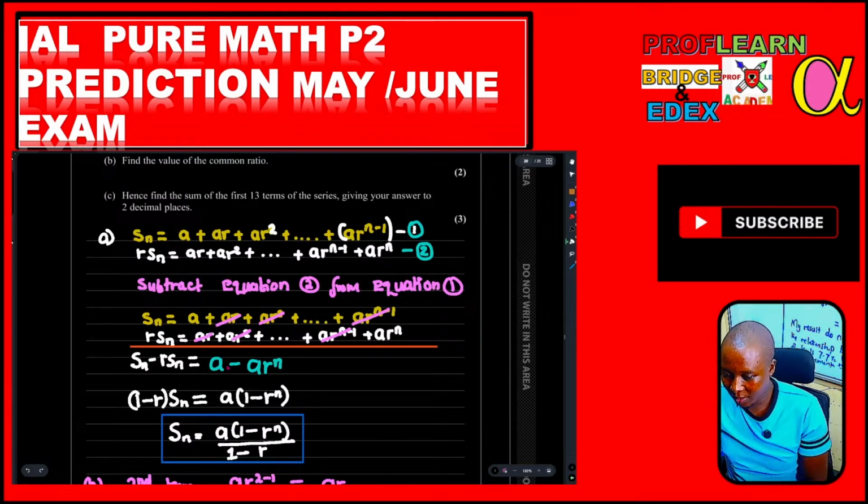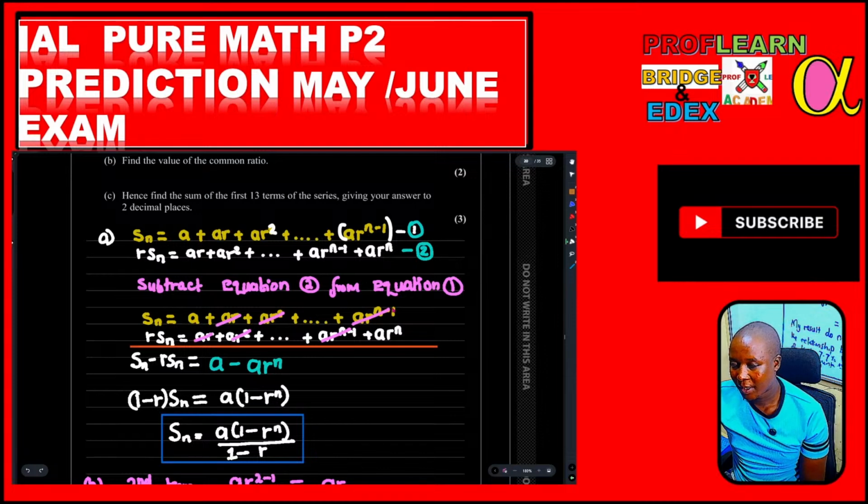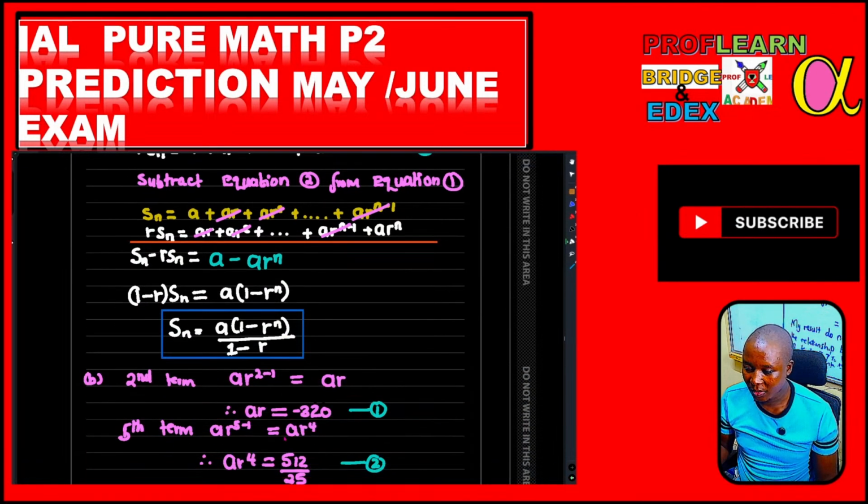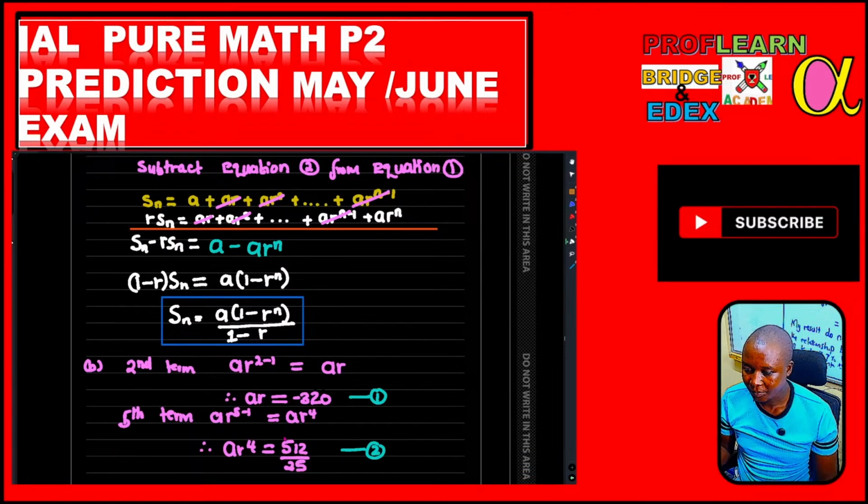AR minus AR will cancel. AR squared minus AR squared will cancel. AR raised to power n minus 1 will also cancel. And then we shall also have this being negative AR raised to power n. Then we can factor out S_n, and we're going to remain with 1 minus r, and we divide both sides so that we get our answer like that.